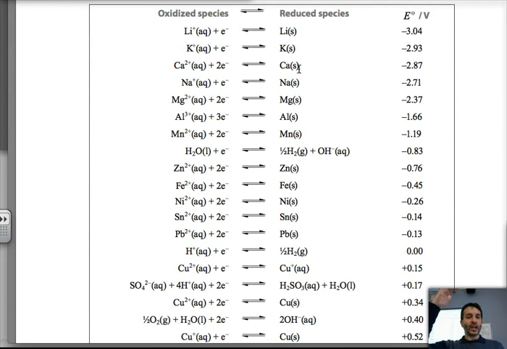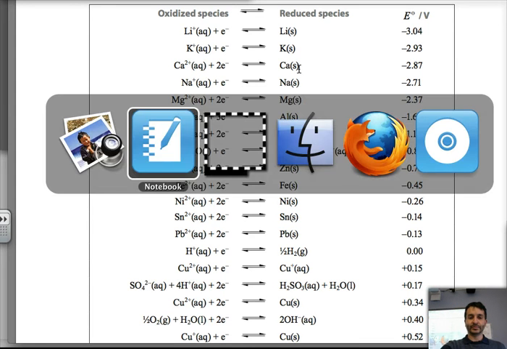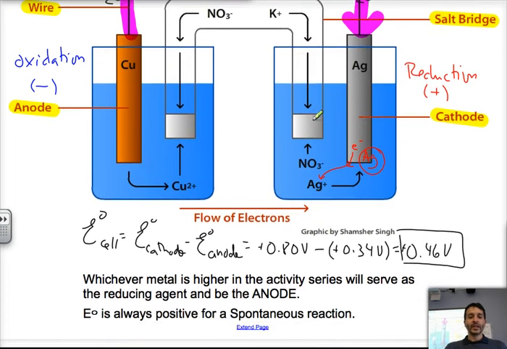Anything that is higher up is going to be a better reducing agent. A reducing agent is the species that gets oxidized. So anytime, whichever one is higher in that position is the one that you're going to put in the anode. The value that you get for a cell is always going to be positive. If you calculate something and it gives you a negative value, it's because you have switched the anode and the cathode. So that is voltaic cells at the standard level.